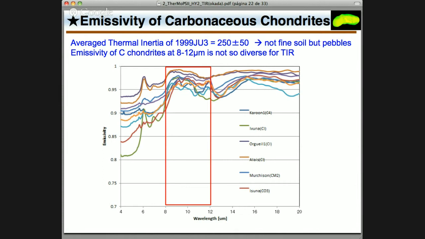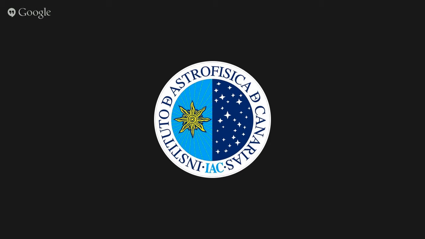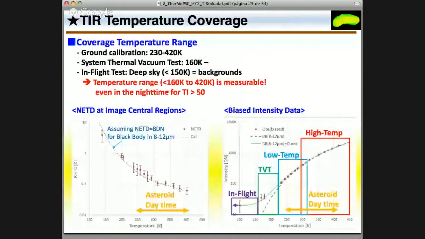Actually, the same design of instrument is on the Akatsuki Venus Climate Orbiter in Japan. It observed the Earth just after launch in 2010, and the Venus atmosphere during the flyby of Venus. So it works very well. Now we confirm the temperature range of the TIR is from 150 to 440 degrees Kelvin. So a very wide temperature range can be detected with good resolution, and a point source can be detected in a single pixel, 0.05 degree per pixel. So this is quite a good resolution.